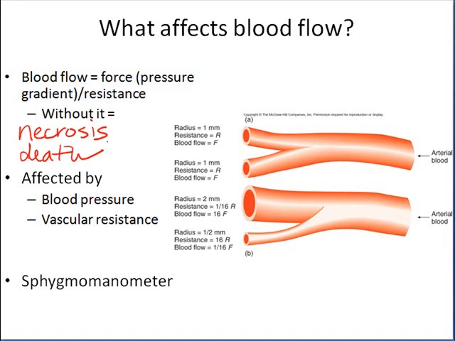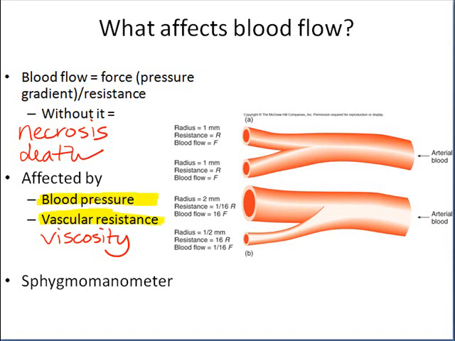Now, we can impact blood flow a number of different ways. You can have different viscosities of the blood. In other words, if the blood gets thicker, such as in polycythemia, where you have an increased count of red blood cells, the thicker blood is, the more friction it's going to generate as it moves through the blood vessels, and that's going to reduce blood flow. You can also impact blood flow by the pressure at which the blood is squirted out of the heart. And you can impact blood flow by something called vascular resistance.